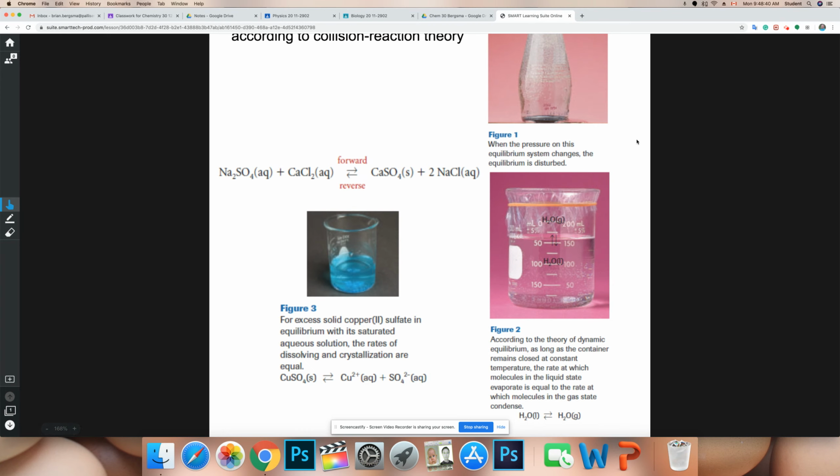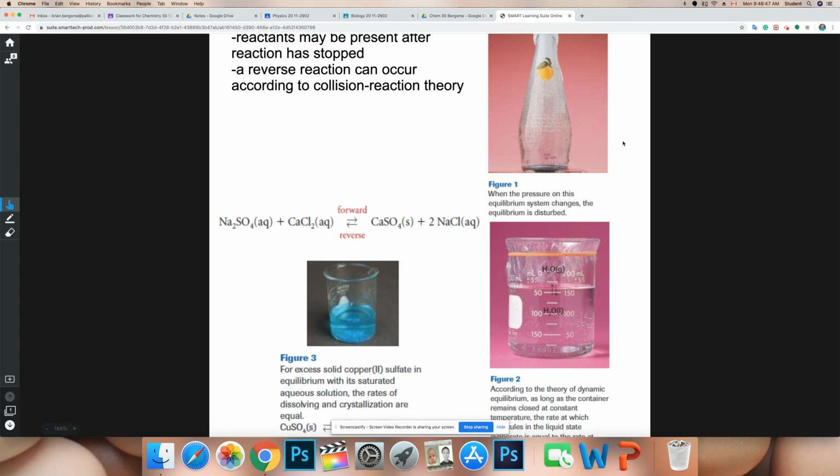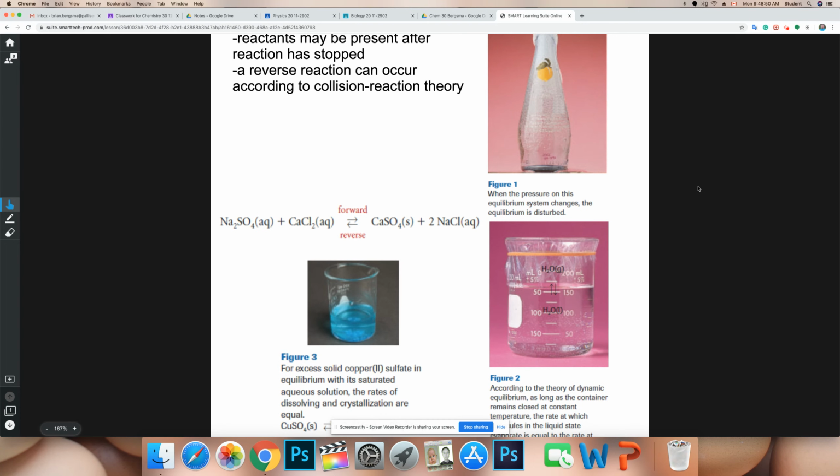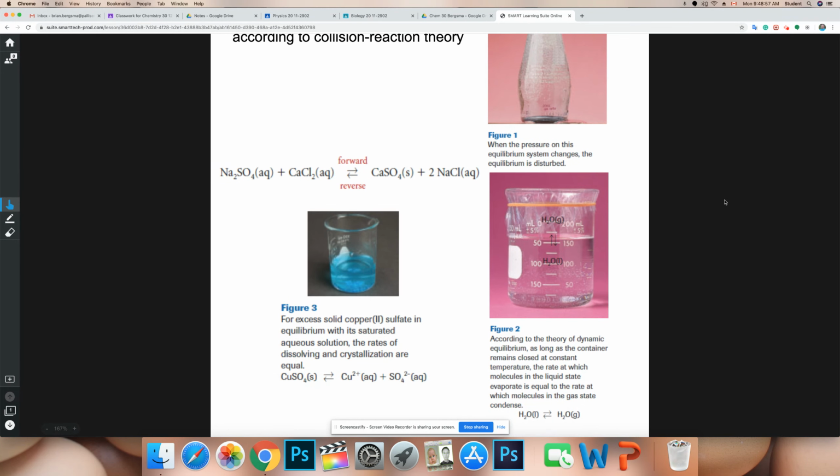When the pressure on the equilibrium system changes, the equilibrium is disturbed. Like when you open a can of pop or anything like that, it's a closed system. When you open it, you change the type of system it is, and the equilibrium is disturbed. You get the bubbles coming out. Another example: according to the theory of dynamic equilibrium, as long as a container remains closed at constant temperature, the rate at which the molecules in the liquid state evaporate is equal to the rate at which molecules of the gas state condense.